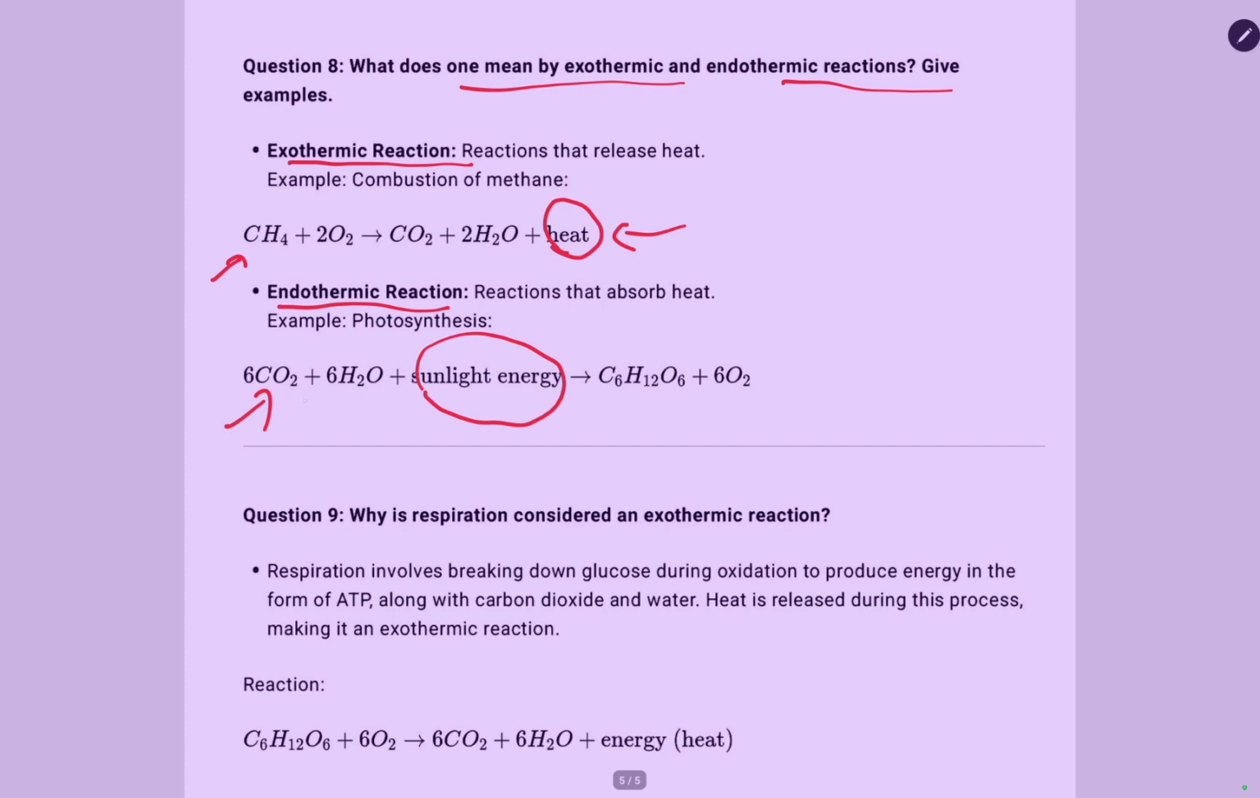And in the photosynthesis process, plants take sunlight energy and water that we give to the plant, and they take carbon dioxide and generate glucose, and oxygen is released. So this is the best example for an endothermic reaction. Here heat energy is taken. So you can give this example here.